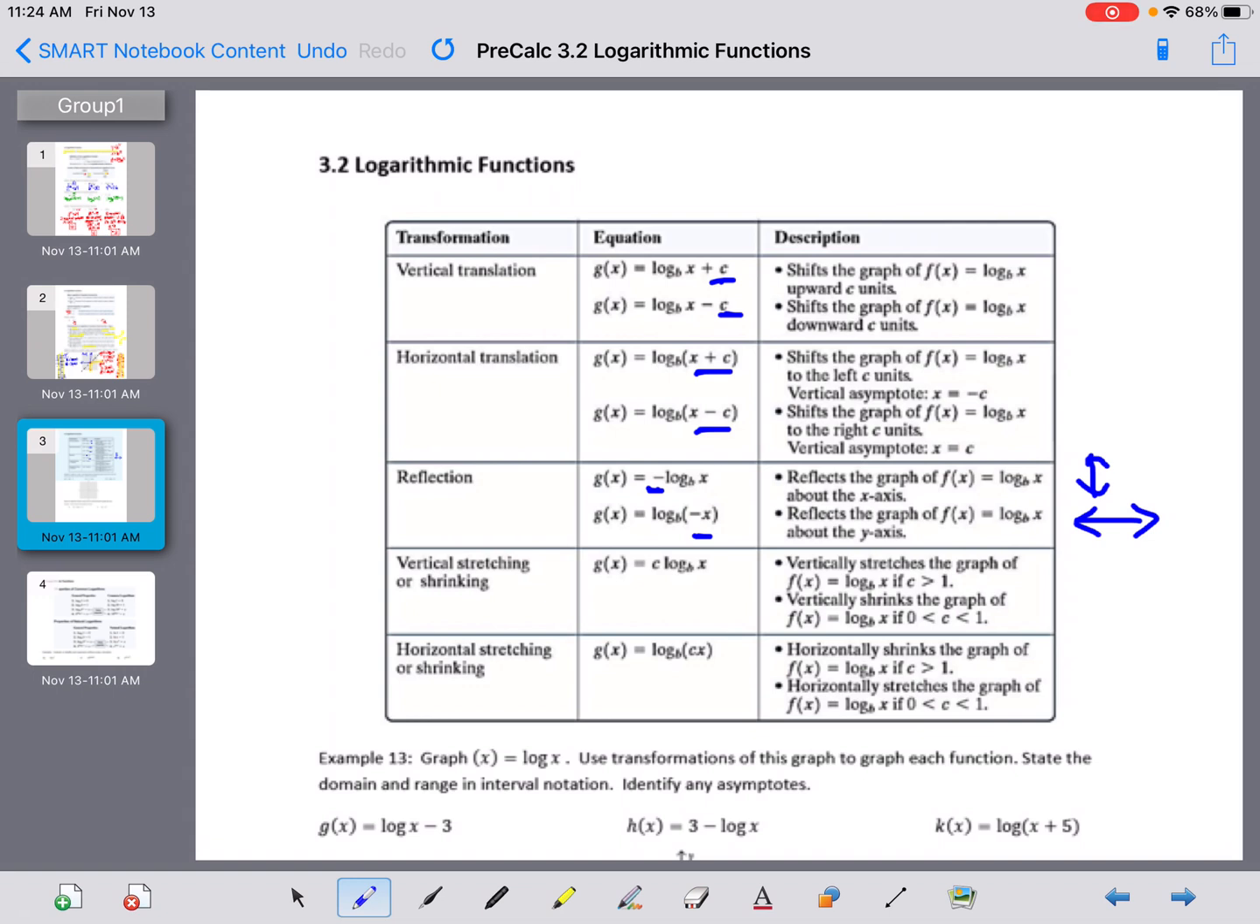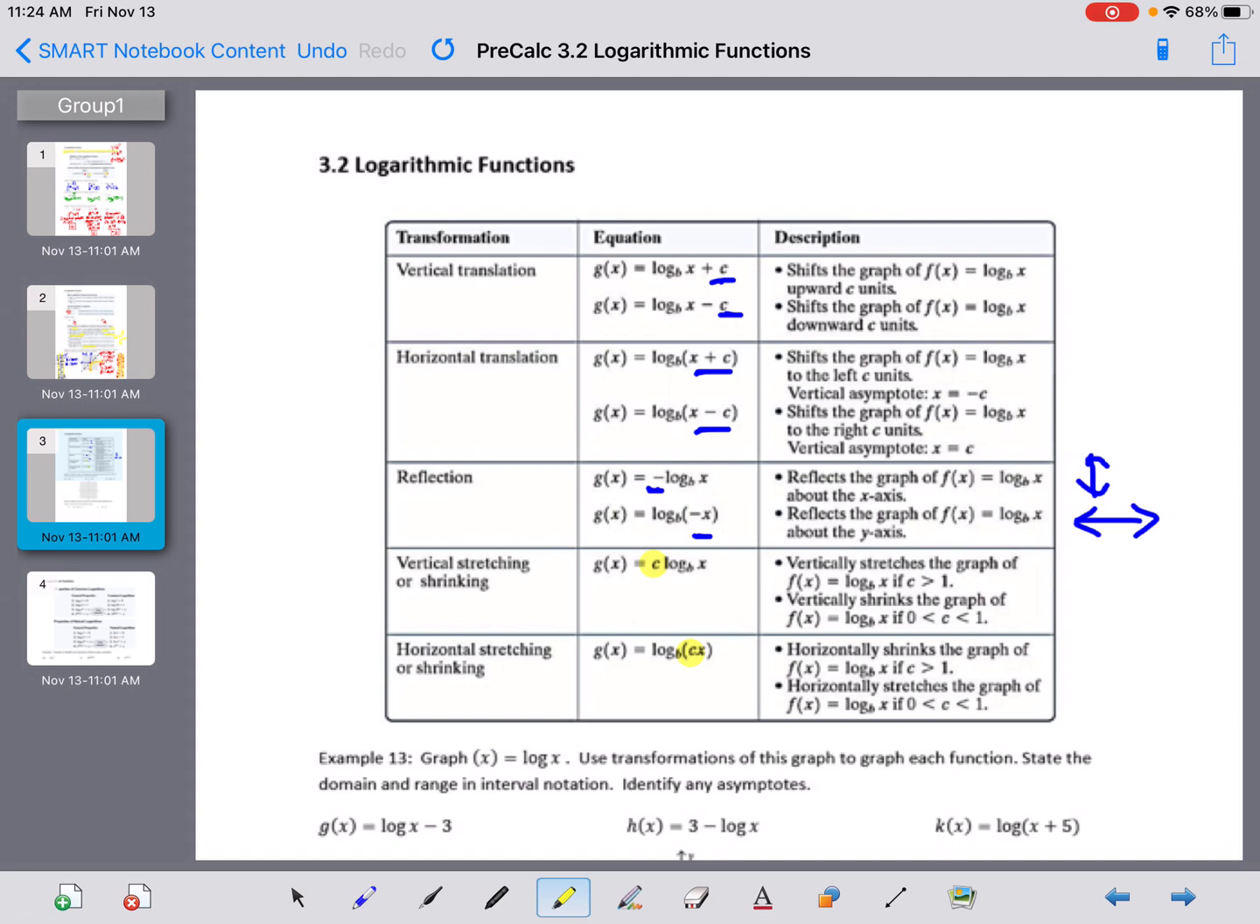Okay, vertical stretching and shrinking. Once again, if the C is outside, it's going to vertical stretch and shrink, just like we think. If it's bigger than 1, it stretches. If it's smaller than 1, it shrinks. If it's inside with the X, it's a horizontal stretch and shrink, and it does opposite what we think.